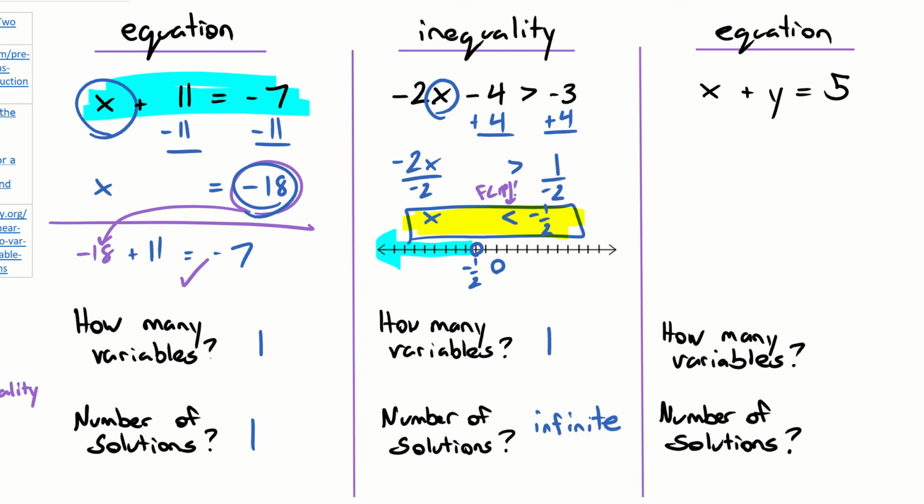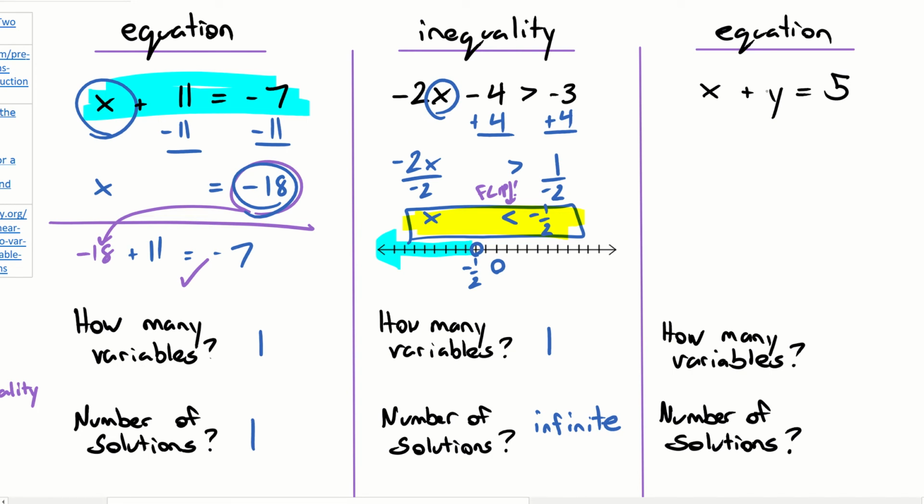Thus, just because it has one variable doesn't mean it has to have one solution. Many of them did, but when you get to an inequality, one variable means it has an infinite number of solutions. So I don't want you to think that one variable means only one solution. It depends on the type of equation or inequality. Well, let's go back to an equation.